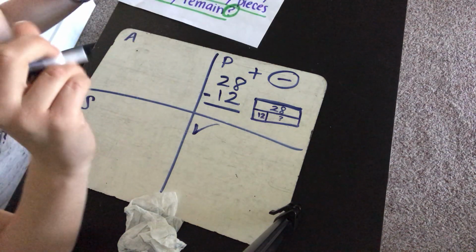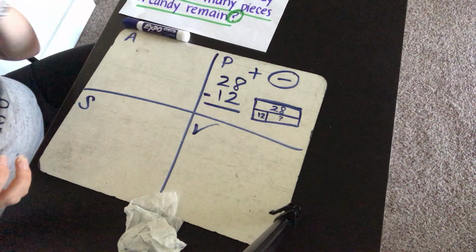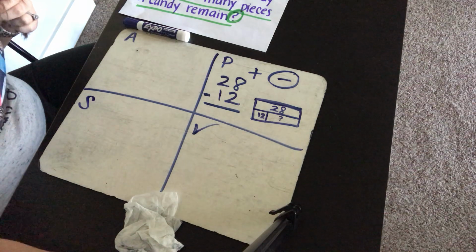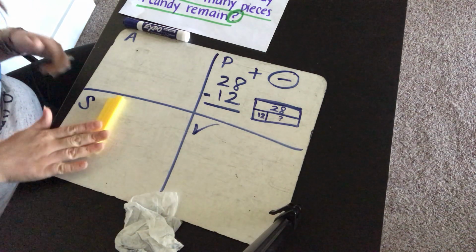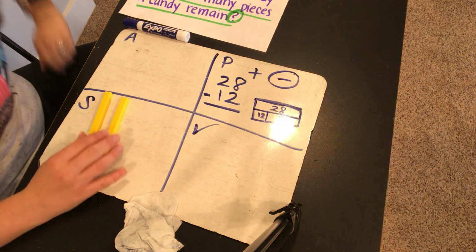Okay, so to solve this problem today, I think what I'm going to do is use some base 10 blocks. We're going to use base 10 blocks. So I need to build the number 28. I'm going to go ahead and turn the light back on now.